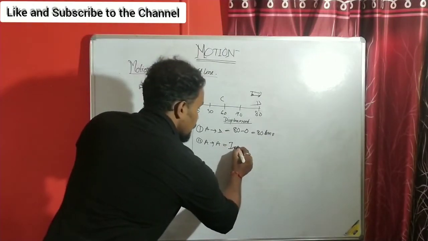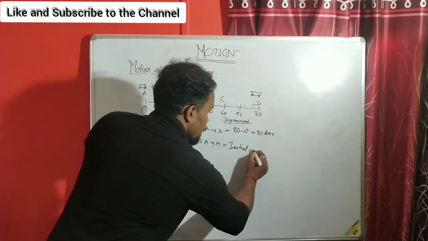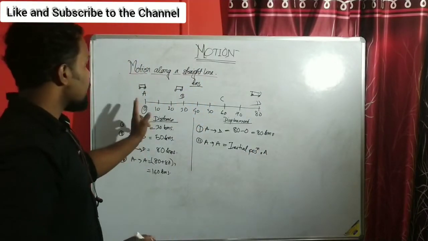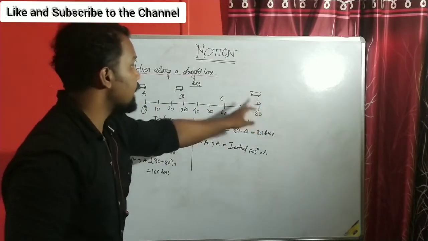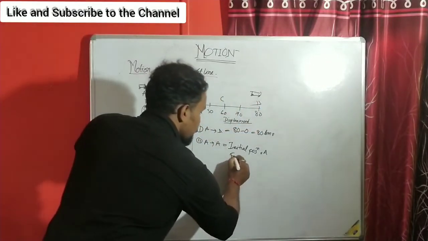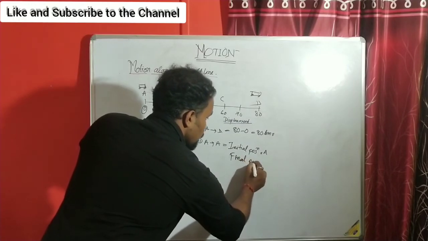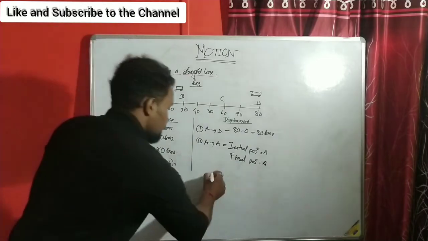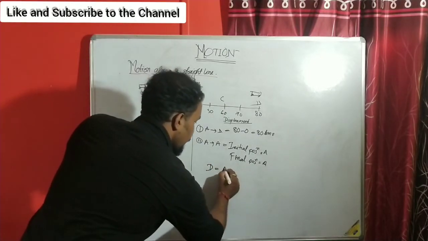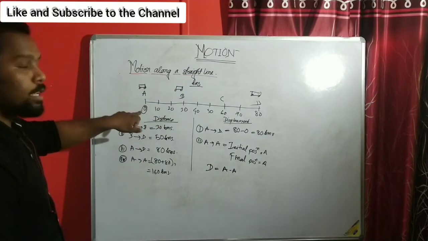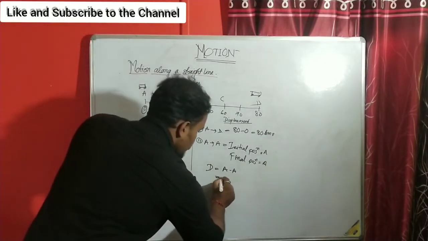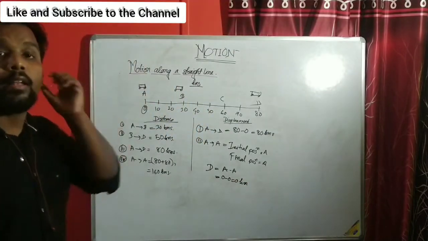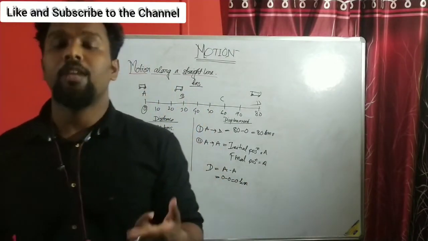The initial position was A, right? Since it has moved from A position to D position and D to A, the final position again becomes A. So displacement equals A minus A. A has a reading 0 again, so we can write 0 minus 0 equal to 0 kilometers. So we have written now that displacement can be 0.